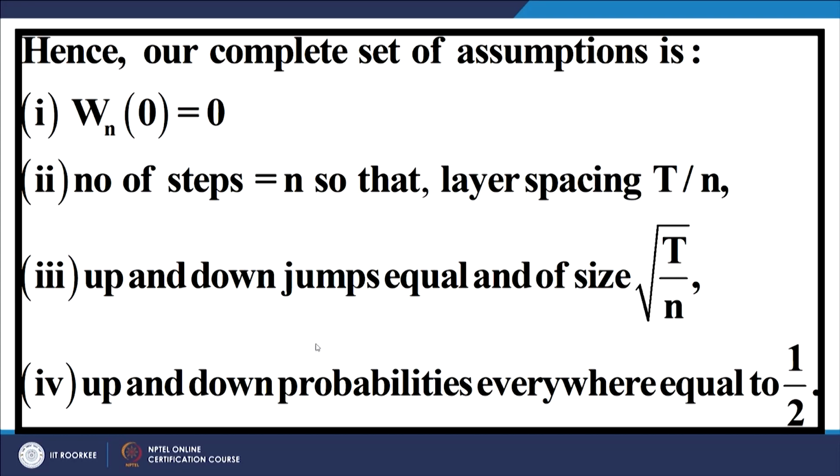So, a quick summary of what we have at the moment: W_n(0) is equal to 0, that means the particle starts at the origin. Number 2, the number of steps is n, the time horizon is t. So, the length of each step is t upon n. Up and down jumps are now rescaled, instead of plus minus 1, to plus under root t upon n and minus under root t upon n. The probabilities remain unchanged. The probability of the up jump and the probability of the down jump remain 1 by 2, and to that extent we are continuing with the system being unbiased.